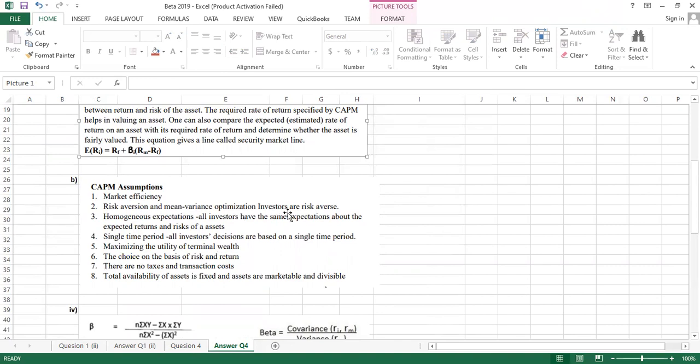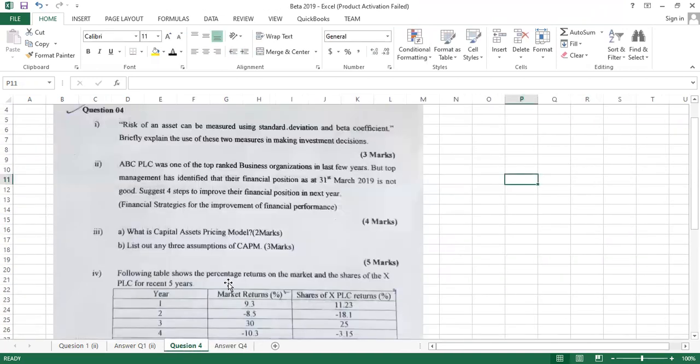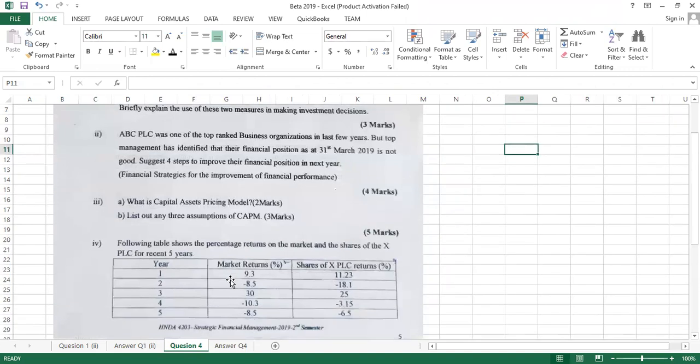Investors are risk averse, homogeneous expectation, single time period, maximizing the utility of terminal wealth, the choice of the basis of risk and return. There are no taxation and transaction costs, and the final one is that the total availability of assets is fixed and assets are marketable and divisible. This is the assumption of the CAPM model. Then we will discuss question number 4, part 4.